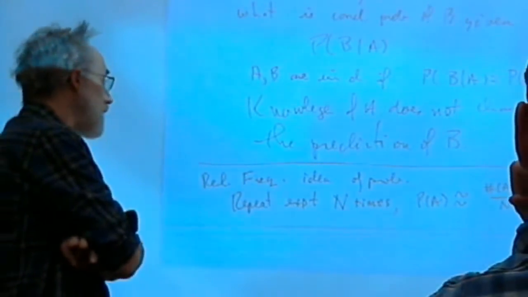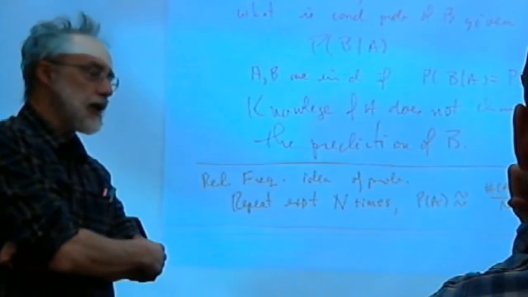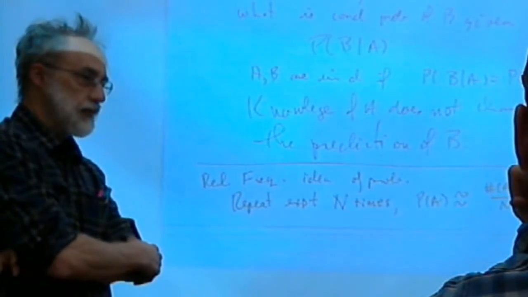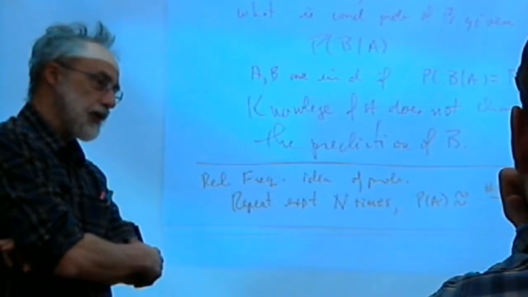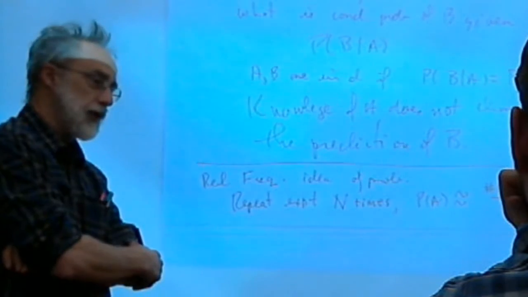Now I can get the conditional probability. It's easy. I just do the experiment. If A comes up, I look and see if B came up. And if A doesn't come up, I do the experiment again.